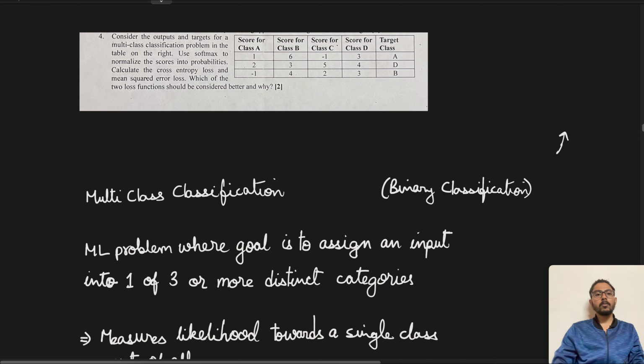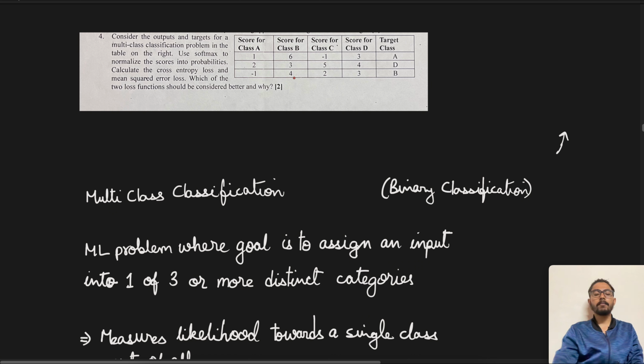Today we are going to look at another topic which is related to multi-class classification. So let's read the question first. Consider the outputs and targets for a multi-class classification problem in the table on the right. Use Softmax to normalize the scores into probabilities. Calculate the cross entropy loss and mean squared error loss. Which of the two loss functions should be considered better and why?